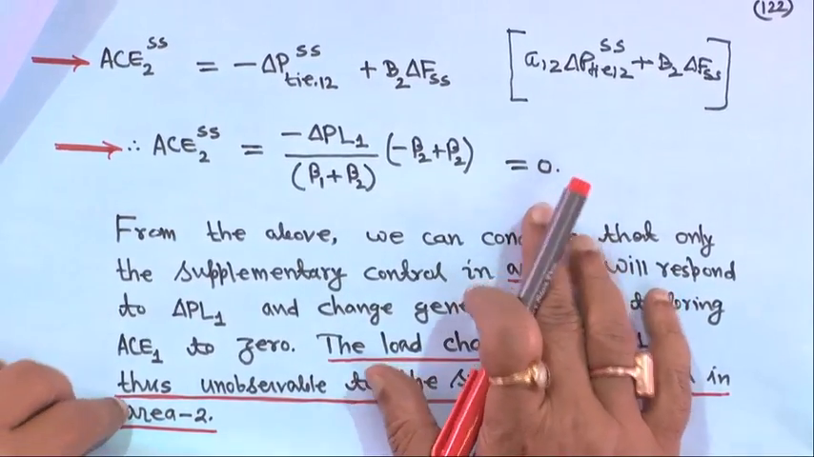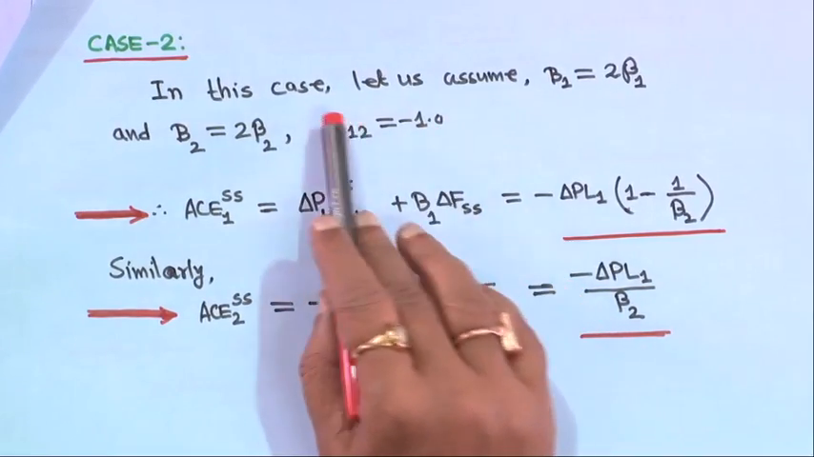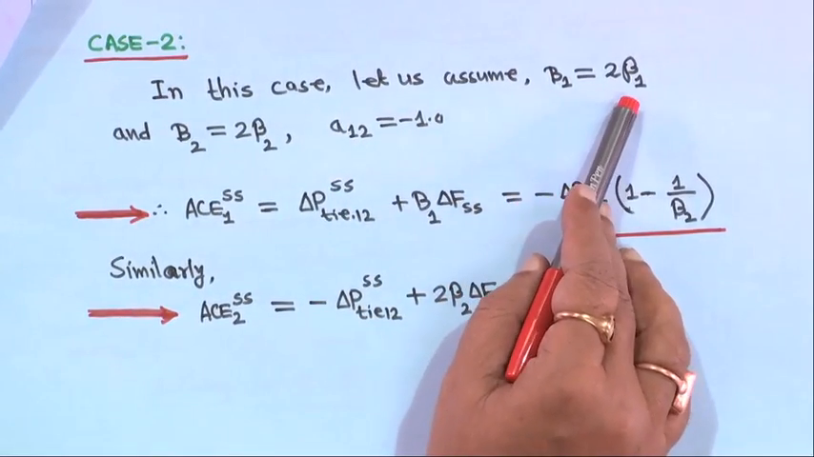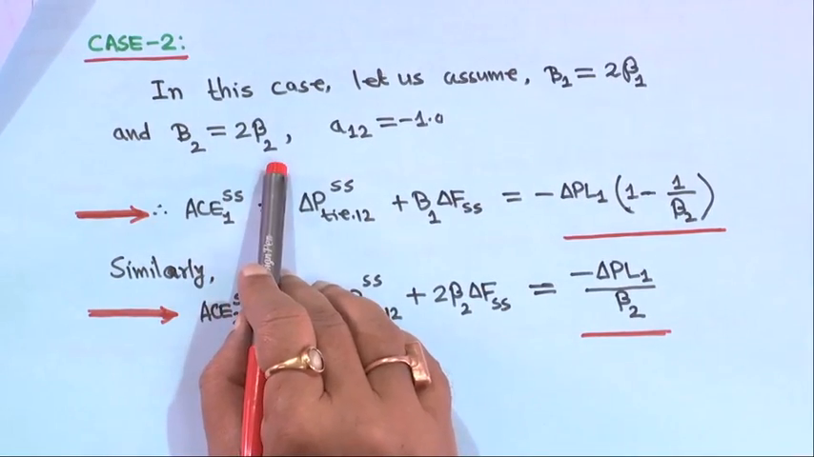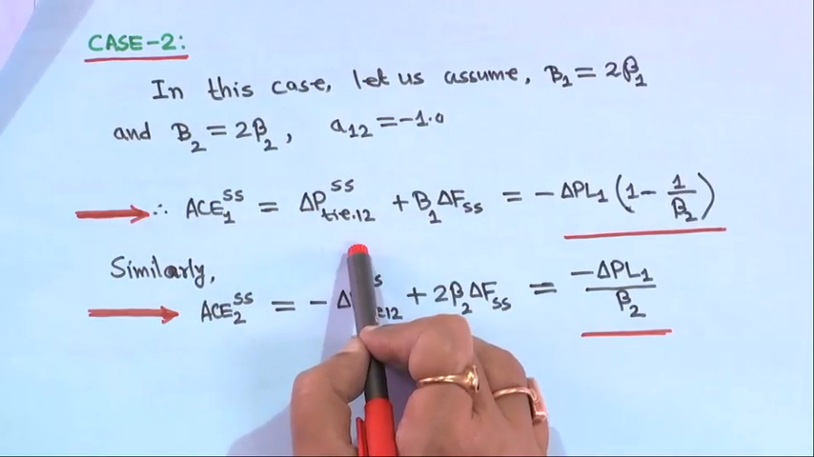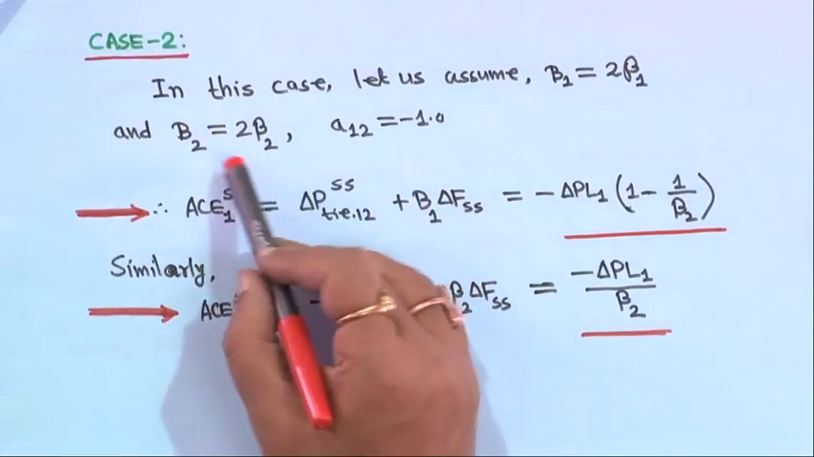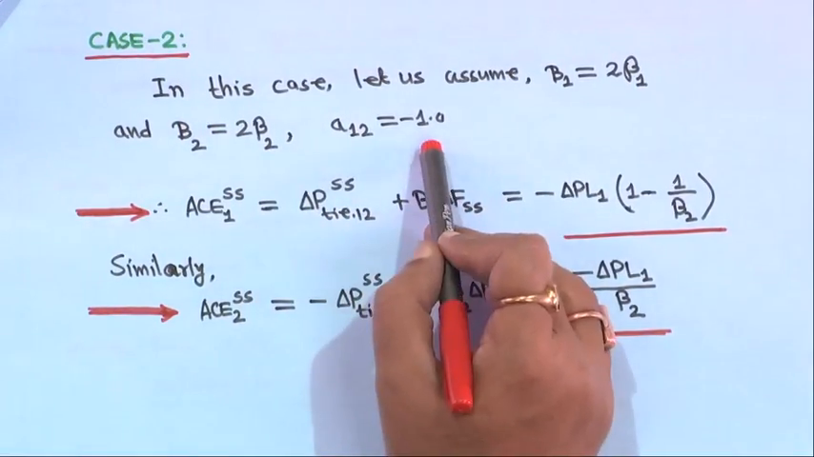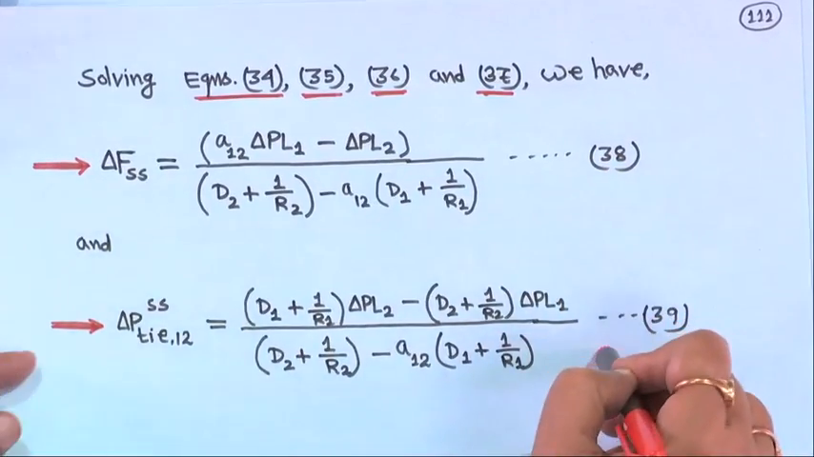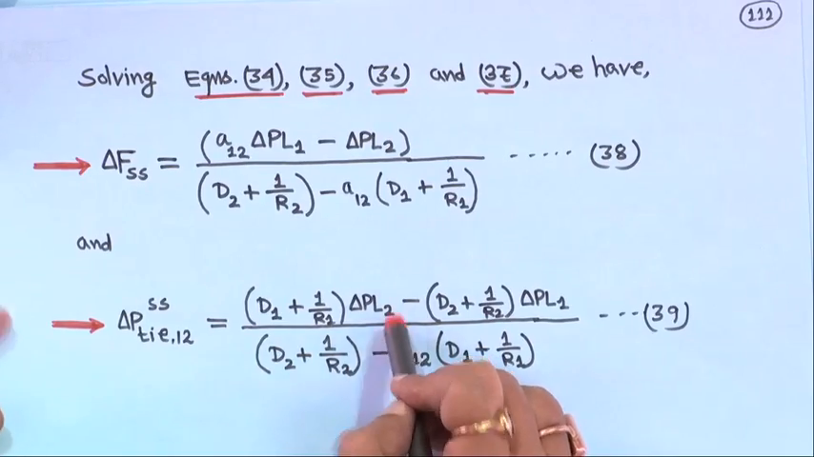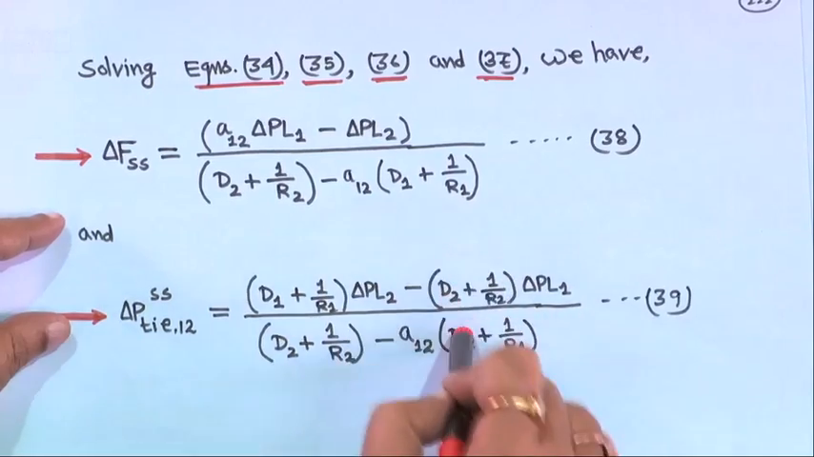Now, suppose B greater than beta. In case 2, let us assume B1 is equal to 2 beta 1, that is B greater than beta, and similarly B2 is equal to 2 beta 2, and A12 is minus 1. Follow the same procedure. Whatever conditions are given, B2 is equal to 2 beta 2, A12 is minus 1 and B1 is equal to 2 beta 1, you put in equations 38 and 39. I am directly showing it so that I can save a little bit of time.